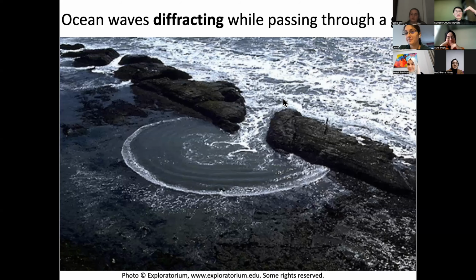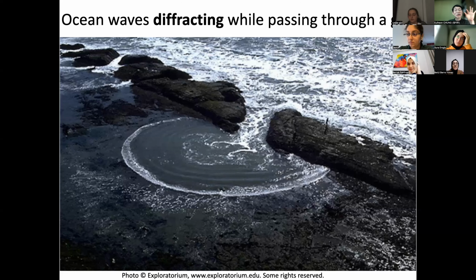So the wave comes in, hits, and you can see this beautiful round. You can see, I think this is a human, so the scale is huge. And when we see this, we call it diffraction while passing through a gap. So what I want to emphasize here is the light. In fact, for visible light, the wavelength matters.